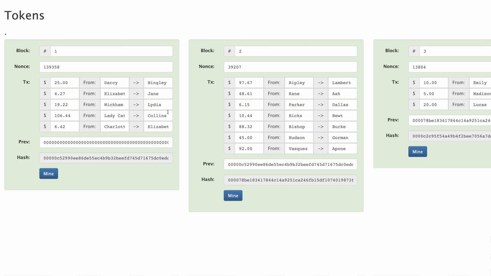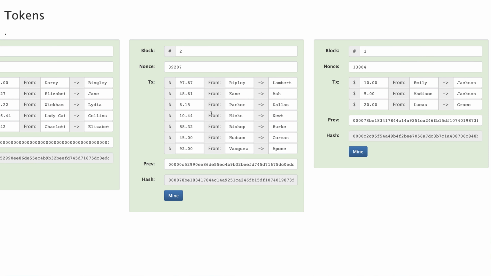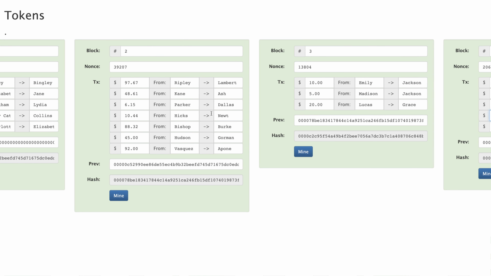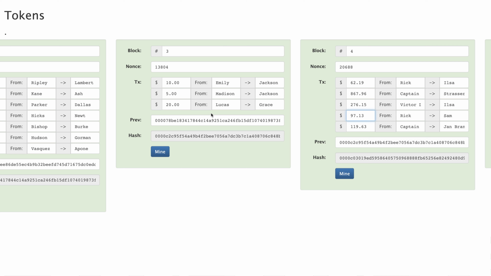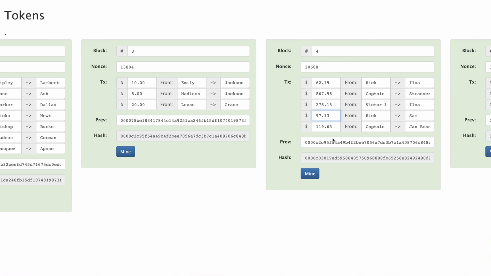If we go down the line, we can see that on block 2, we have 7 transactions. On block 3, we have 3. It doesn't really matter how many you have, all the way until the end.